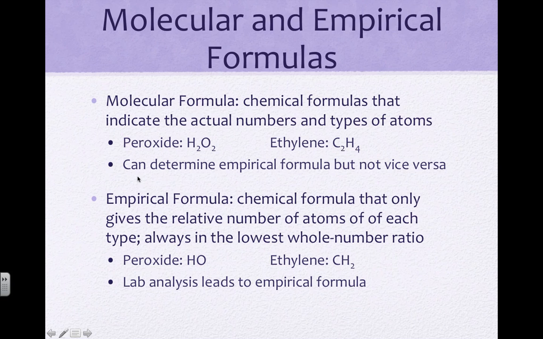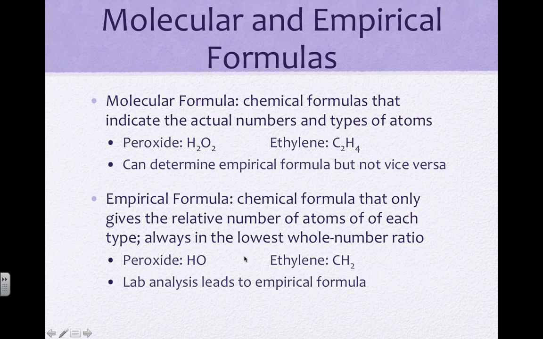We can use molecular formulas to determine empirical formulas, but we cannot go the other way. In other words, I cannot use an empirical formula to determine a molecular formula, unless I give you extra information, which we would do in a future chapter. Empirical formulas are basically the lowest whole number ratio of a chemical formula. So while the molecular formula for peroxide is H2O2, notice the empirical formula for peroxide is reduced. And the same thing for ethylene.